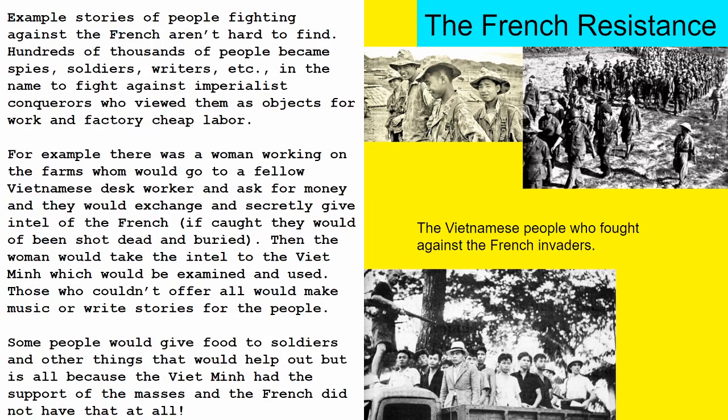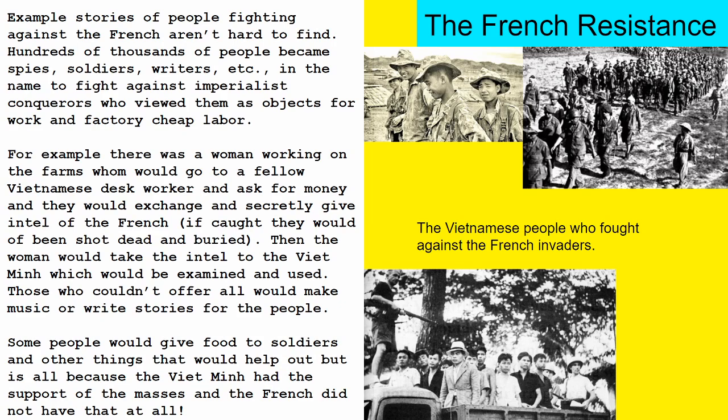So, examples, I think example stories of people fighting against the French aren't hard to find, actually. Like, hundreds of thousands of people would become spies, soldiers, writers, etc., even scientists, against the French, to fight imperialist conquerors who viewed them as objects for work and factory cheap labor, and that's precisely what they are there for, and the Vietnamese people knew it.